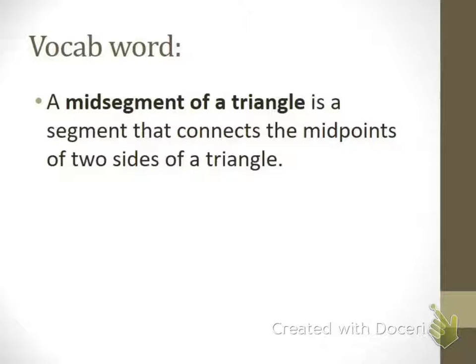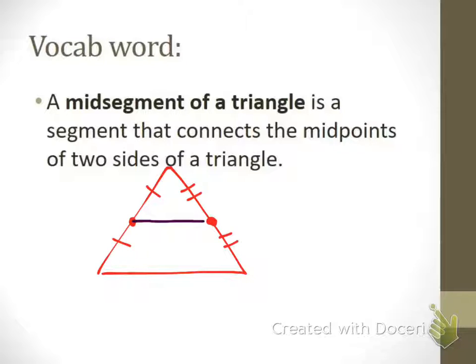You have a triangle. You have midpoints on two sides. If those are midpoints, that means these pieces are congruent to each other. The mid-segment is the piece that connects those two midpoints. So that is the mid-segment. It connects the midpoints of two sides of a triangle.